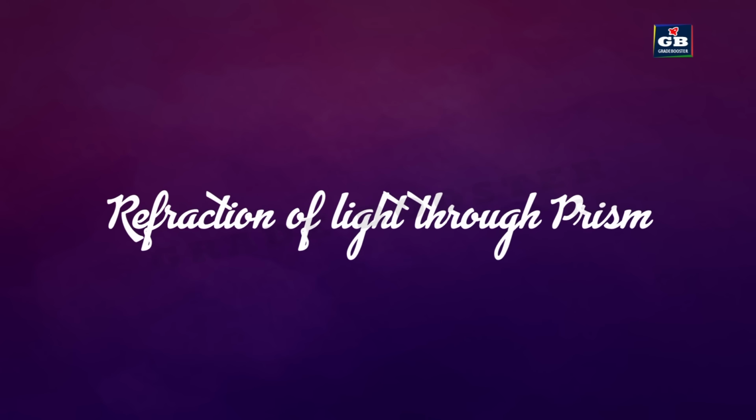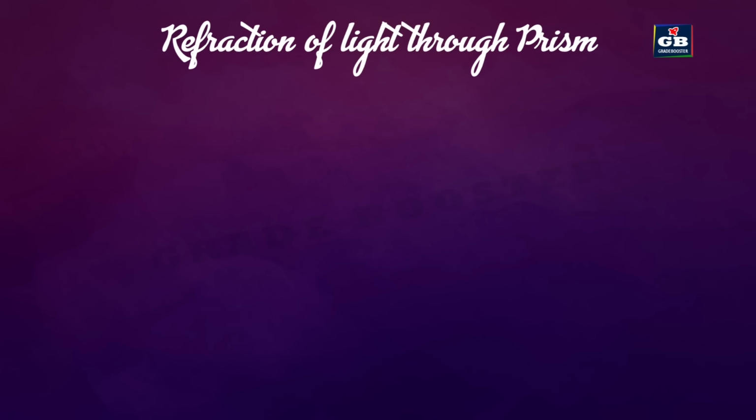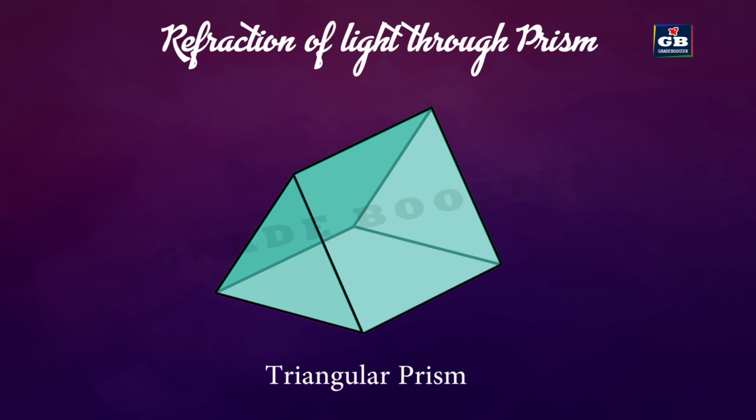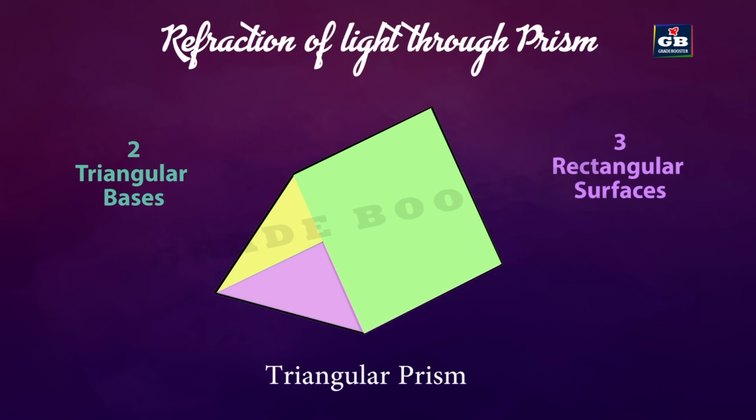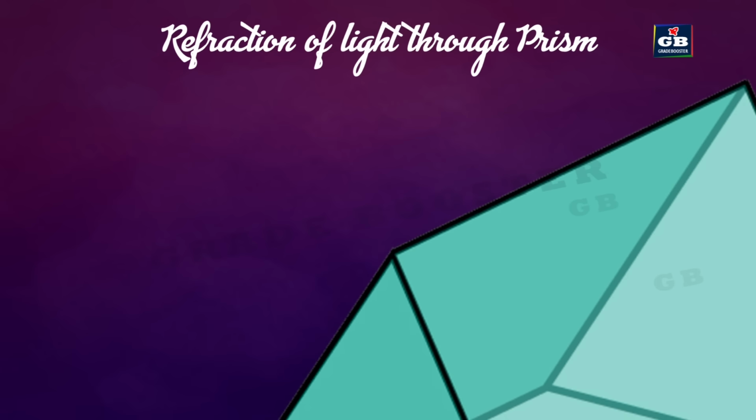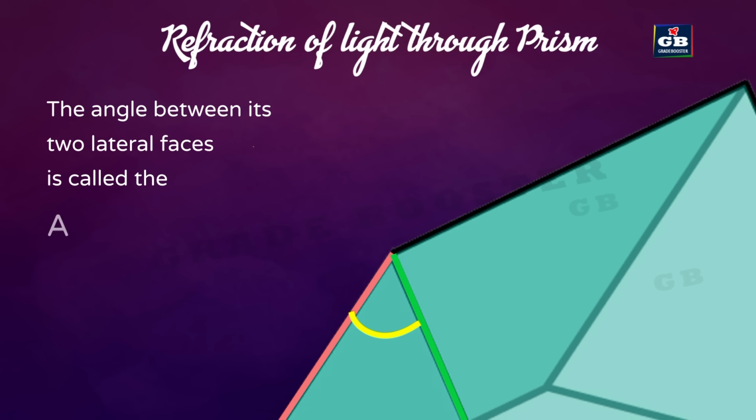Refraction of light through a prism. This is a triangular prism. It has 2 triangular bases and 3 rectangular surfaces. These surfaces are inclined to each other. The angle between its 2 lateral faces is called the angle of the prism.